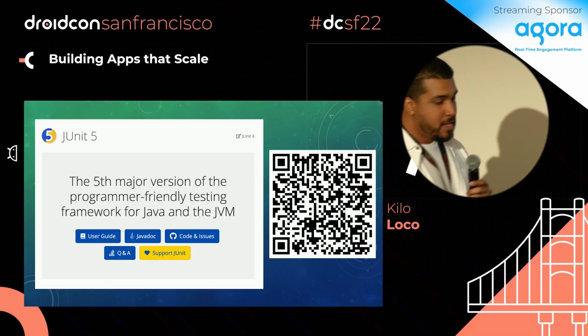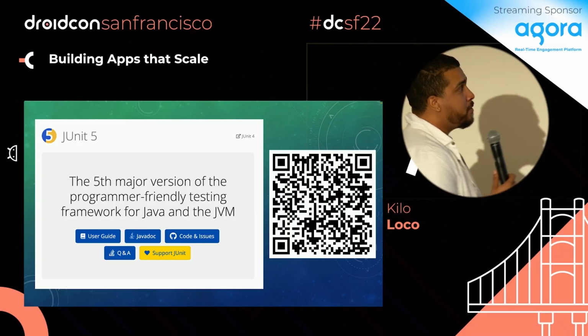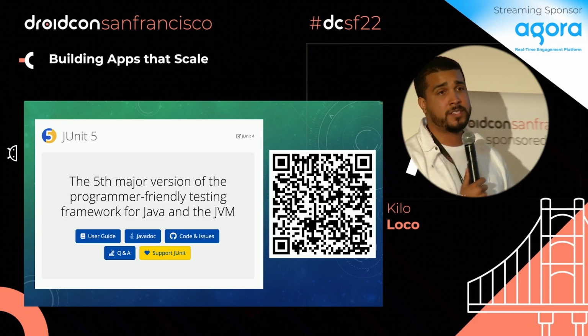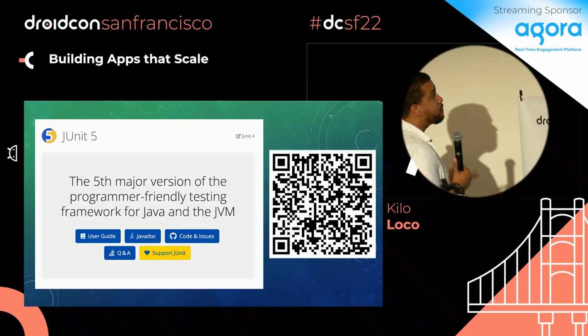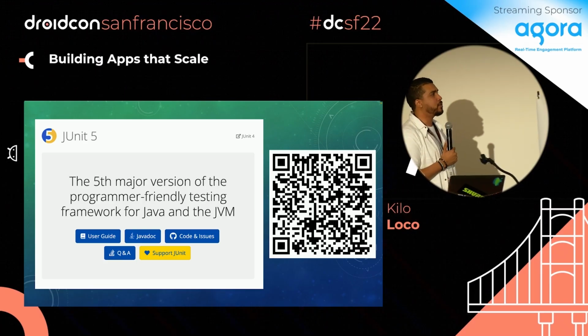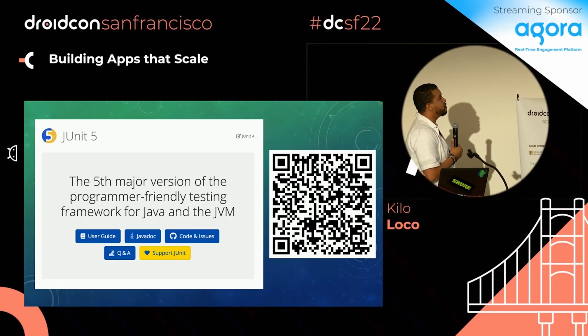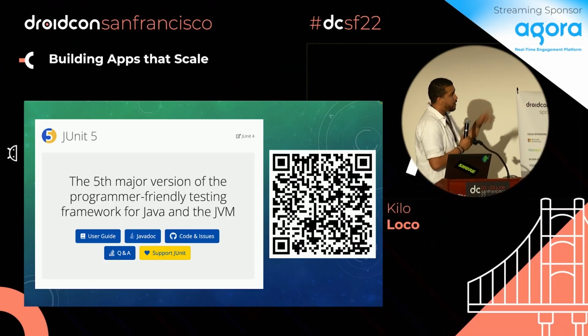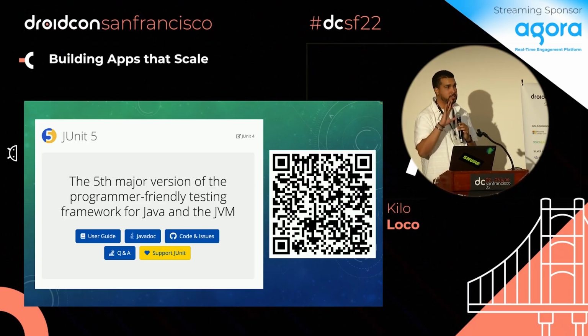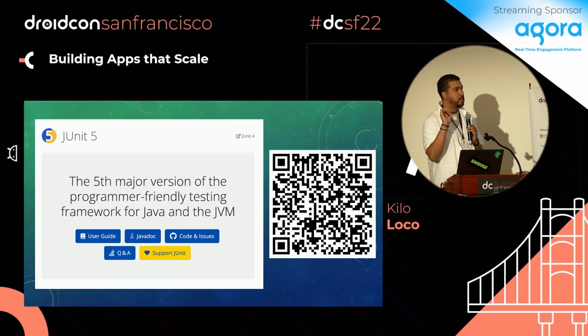So JUnit is probably the most popular from what I've seen. I think most people are still using JUnit 4, but JUnit 5 is out. I believe there are still some limitations on JUnit 5, but there's a QR code there if you want to check out some of the documentation. It's the gold standard for Android development in case you haven't started using it.